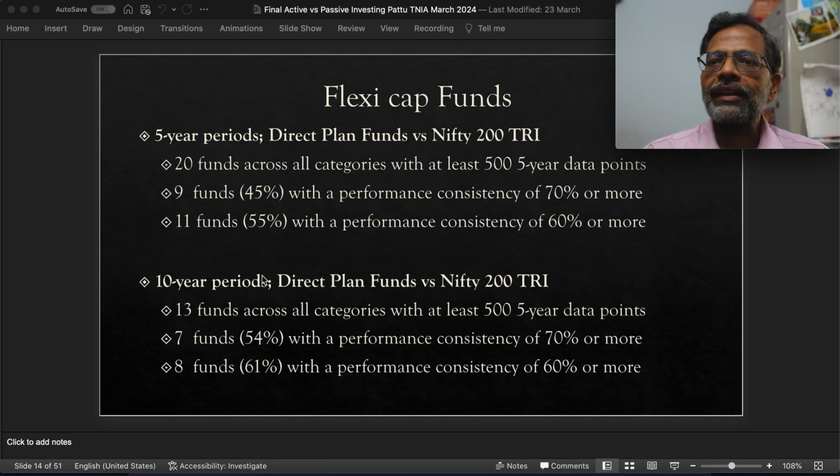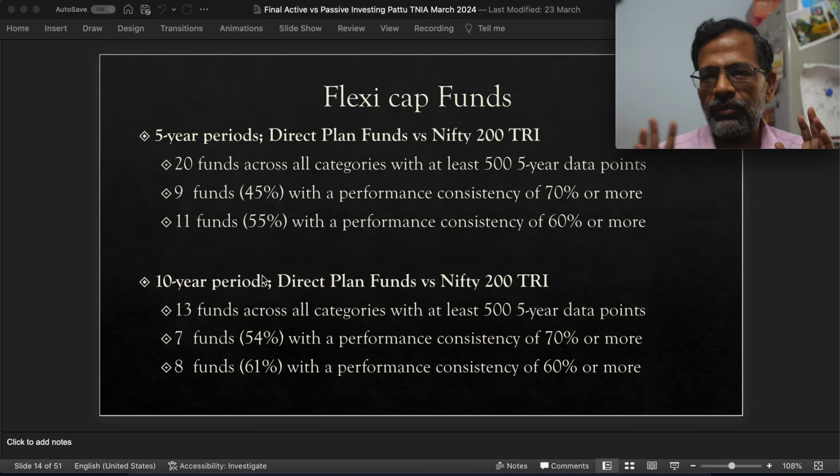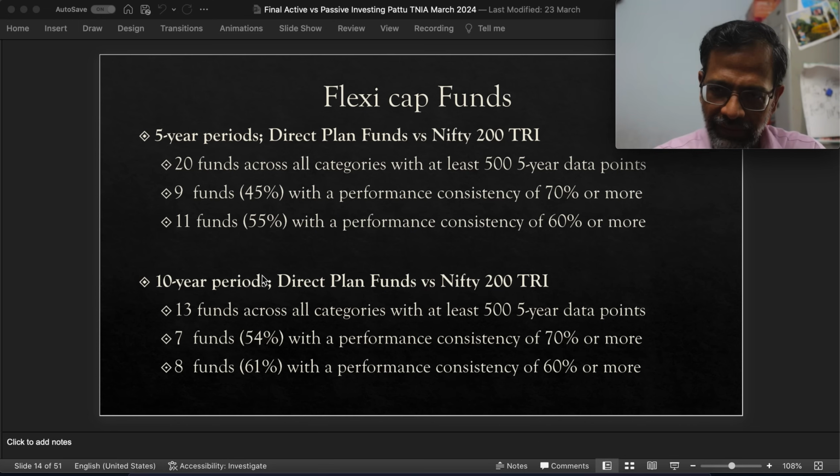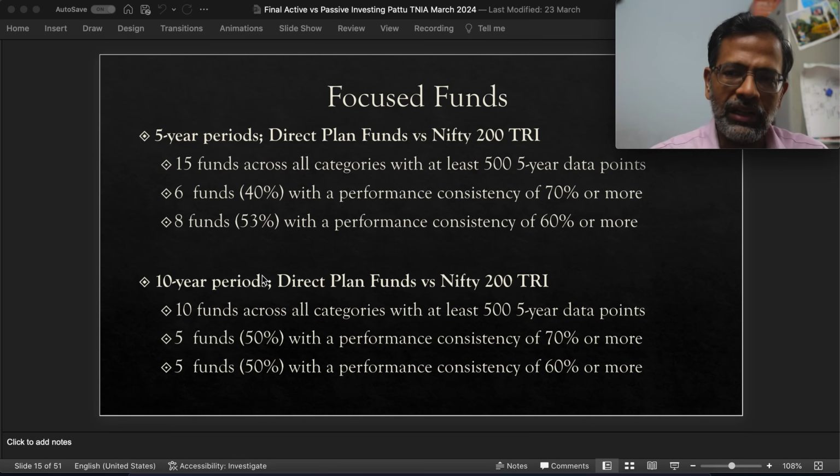Now, people say, what about flexi cap funds? The situation with flexi cap funds is essentially the same. Again, only 45 to 50% have consistent outperformance over 5 years, 55 to 60% over 10 years, only about half. If I'm being very generous, I would say 50 to 60% of the active funds in any category are able to consistently beat a representative benchmark, whether it is flexi cap funds or focused funds.